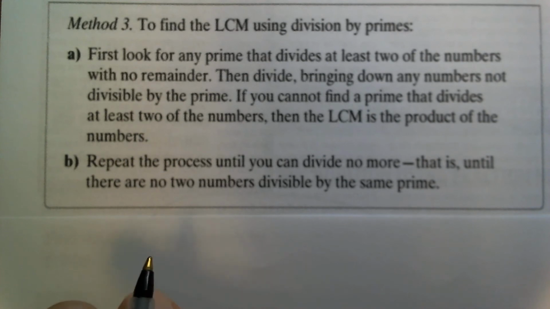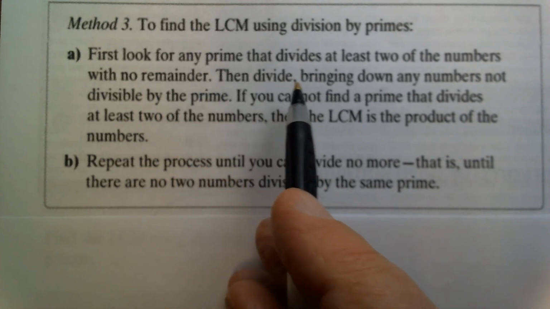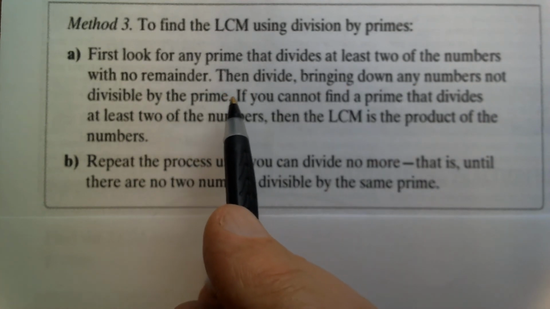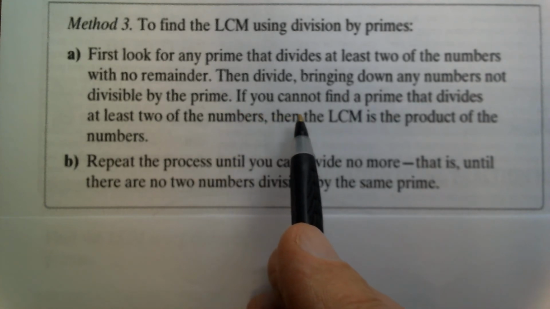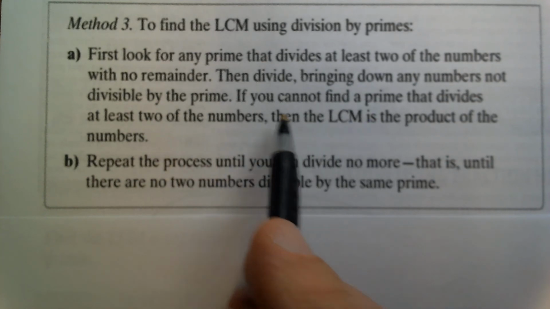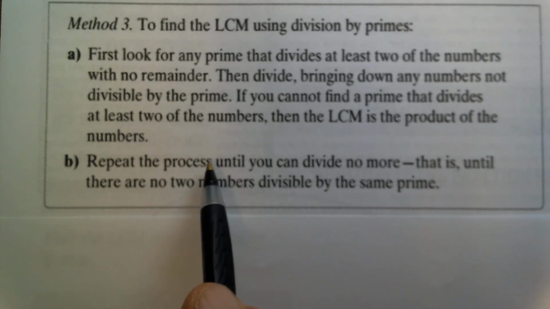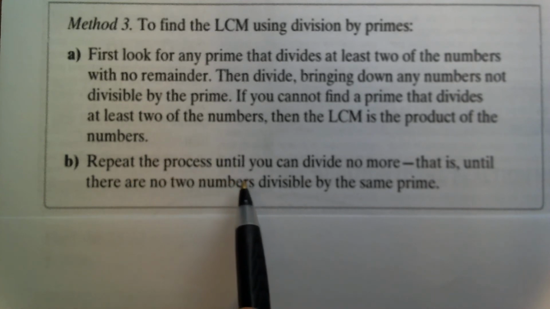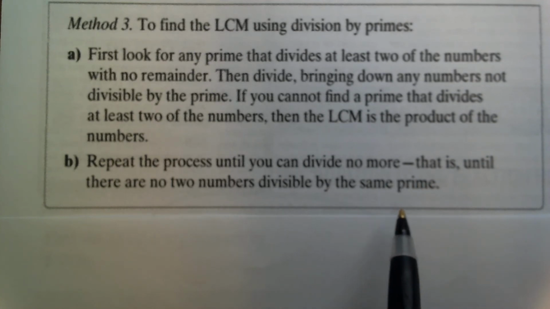Then there's a third method to find the LCM, and that is using division by primes. First look for any prime that divides at least two of the numbers with no remainder. Then divide, bringing down any numbers not divisible by the prime. And then if you cannot find a prime that divides at least two of the numbers, then the LCM is a product of the numbers. Again, that sounds a bit mysterious when you first read it, but when you look at the example, which we'll do in a moment, then you see how it works, and then repeat the process until you can divide no more. That is, until there are no two numbers divisible by the same prime. You also may want to look at the book, which has a very good example about this. But let's look at an example.